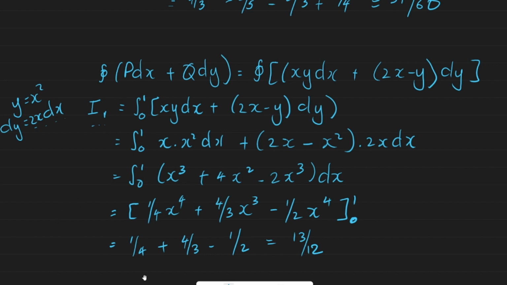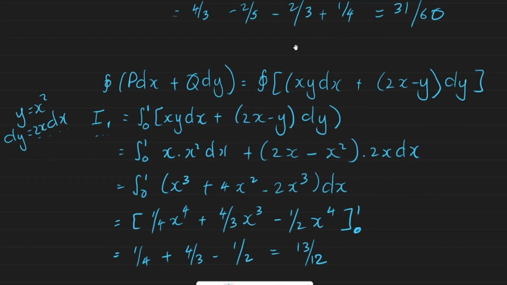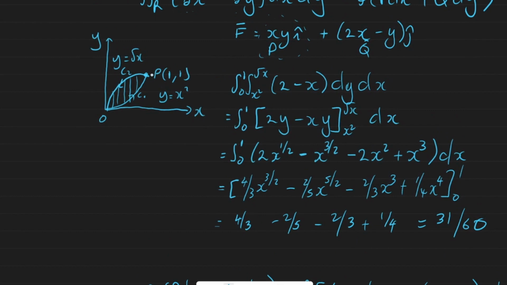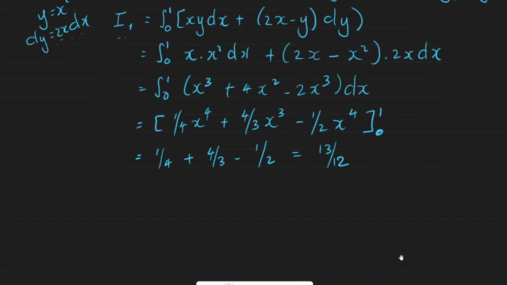So now we will do the same for I2. And remember that I2 is being integrated along C2. So we're going back from P to O. So we're integrating from 1 to 0. And the curve is y is equal to the square root of x. So let's just go down here.